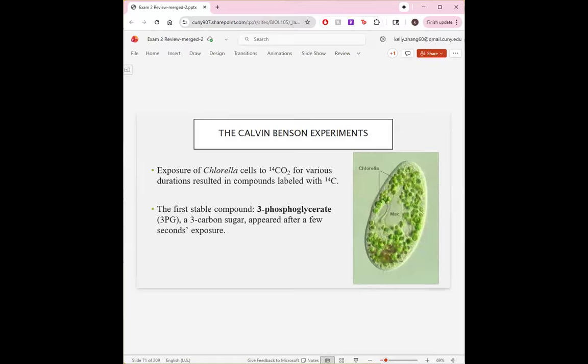Okay, so Chlorella, which is a unicellular freshwater green algae, provided the photosynthetic system. Other products of the cycle were found by increasing the length of time and exposure in a stepwise manner until the whole pathway was revealed.